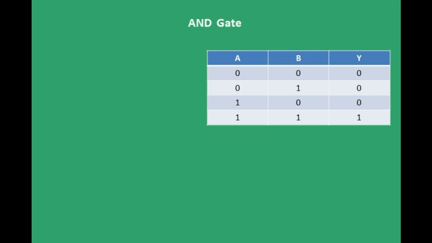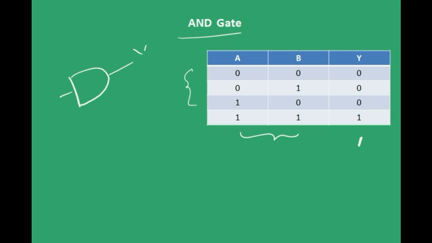Our next type of logic gate is AND gate. As you see from the truth table, if all the inputs are 1, then your output is 1. If not, for any other case, your output is 0 in these three cases. And this is the symbol of AND gate. This is a straight line.